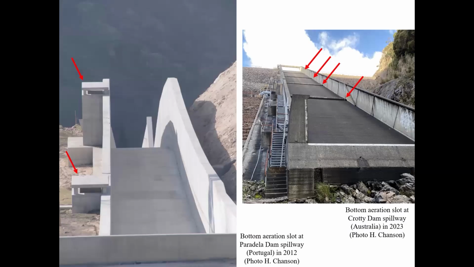With a few examples here, on the left we see the two chimneys feeding the air slot at the Paradela Dam in Portugal, and on the right we see the aeration slot along the Crotty Dam spillway in Australia.